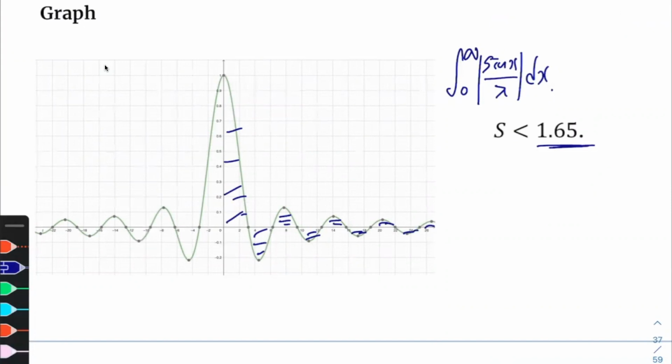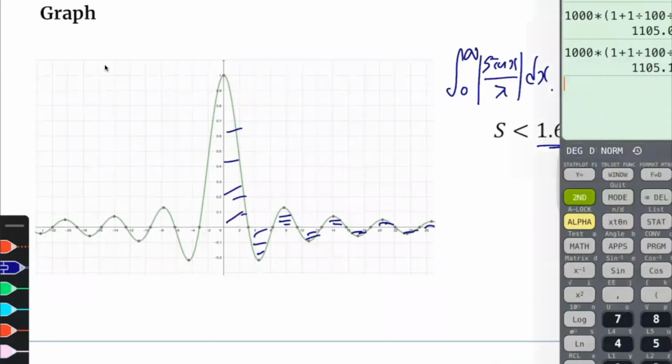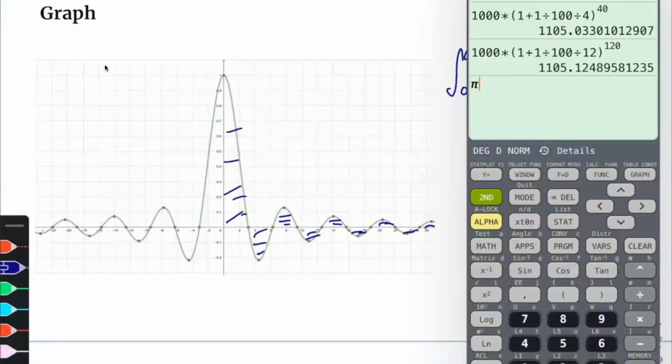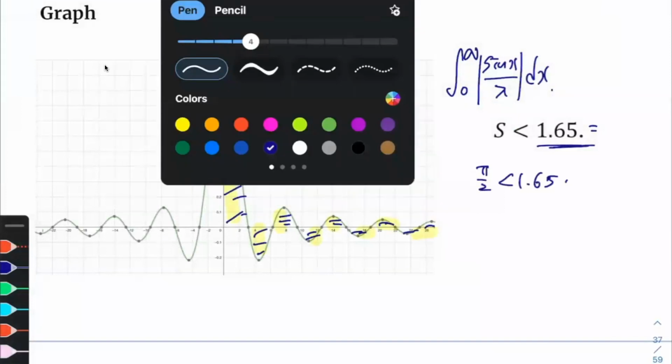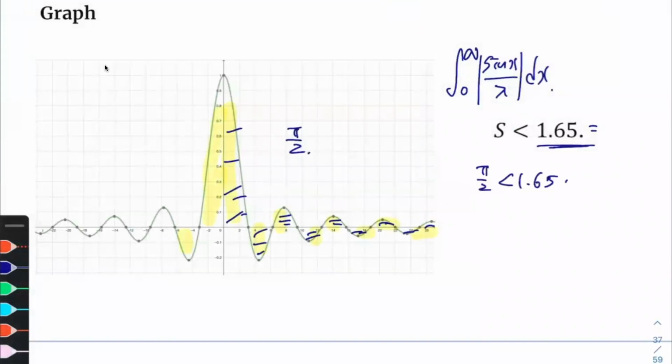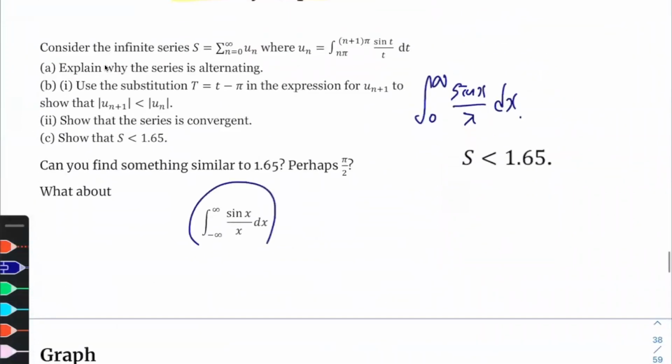And here, if you compare this with, let's say, pi over 2, it's not exactly the same, but pi over 2 is less than 1.65. This problem is very popular with the integral. The right-hand side actually converges to pi over 2. In fact, this is an even function because it's symmetric about the y-axis. So it actually ends up being pi. The integral of this function with limits from negative infinity to infinity becomes pi.